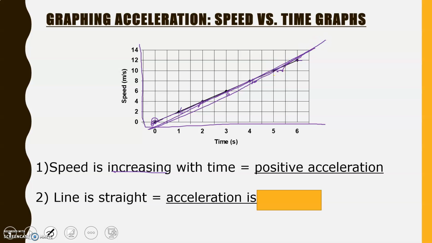Also, this data on this graph created a straight line because there was a constant pattern. So the line is straight. That means that the acceleration is constant. For every second, we're increasing by the same 2 meters per second for the speed. We're adding 2 meters per second for every second.